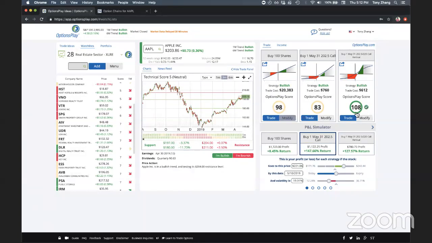What are the circled numbers? That's the Options Play score. That's something I just covered here today. Does your tool show ex-dividend date? Yes, it shows ex-dividend date here at the bottom when there is a ex-dividend date coming up.